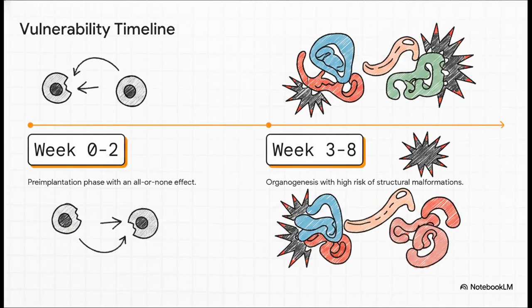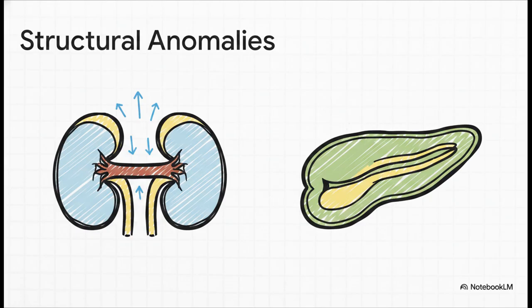However, weeks 3 through 8, that's the period of organogenesis. This is when those germ layers are shuffling and organs are actively folding into place. So exposure to teratogens during this specific window carries a massive risk for severe structural malformations. But even without external teratogens, when normal embryological fusion is disrupted, we see some fascinating but highly problematic structural anomalies.